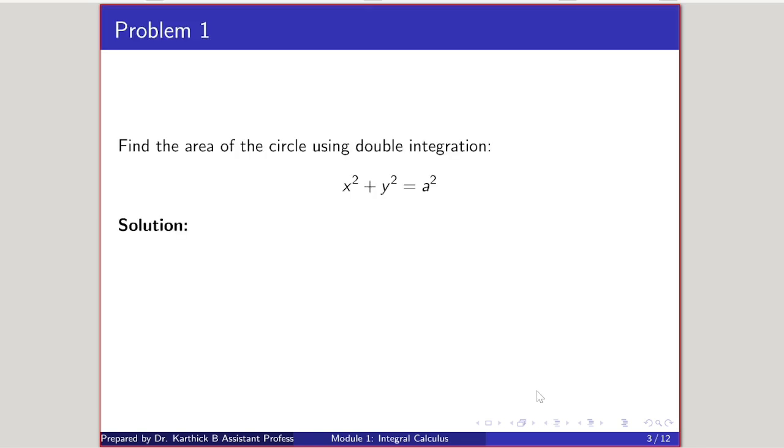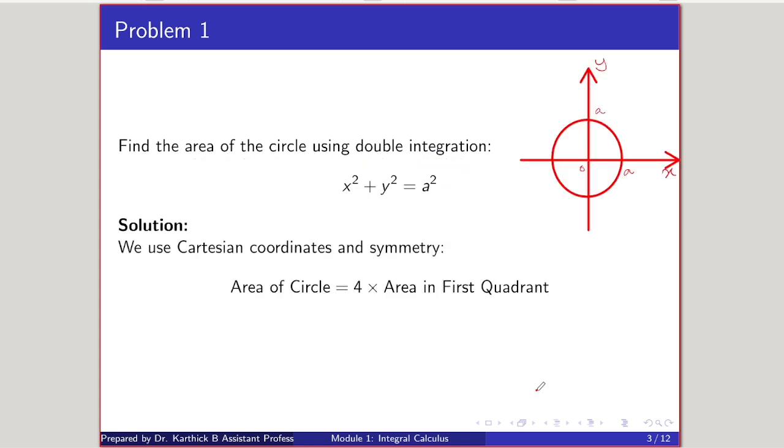So the first problem, we want to find the area of a circle using a double integration. Sometimes they will not give the exact equation, so we want to know the equation of the circle. So simply, let's begin. The area of circle. Finding the area of a circle is equal to 4 times the area in the first quadrant of a circle.